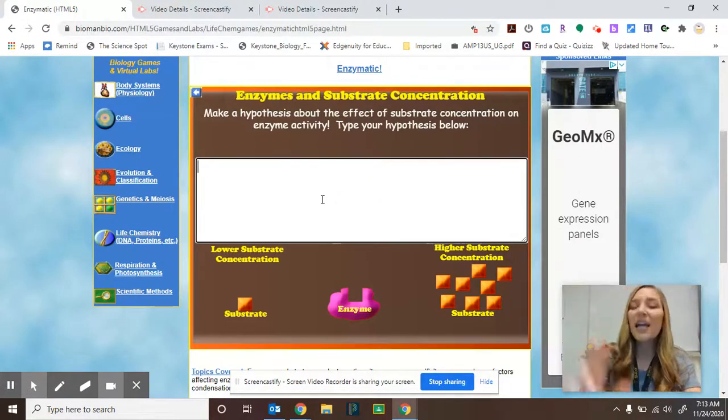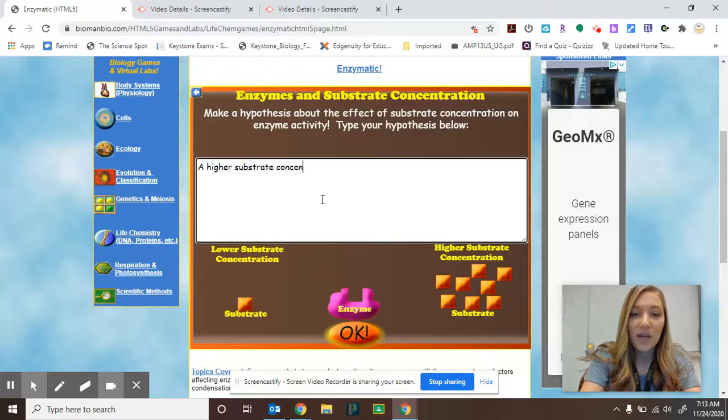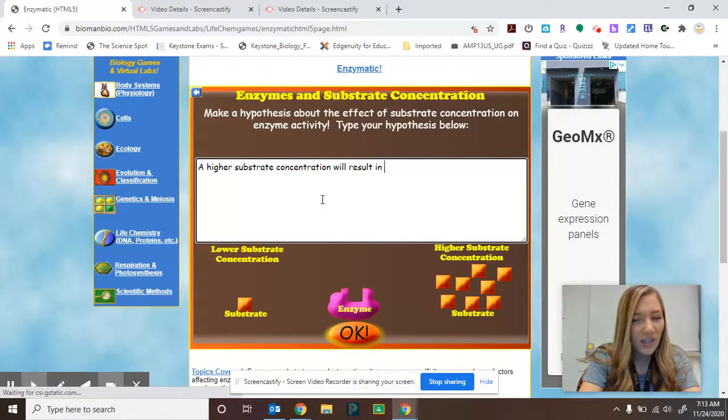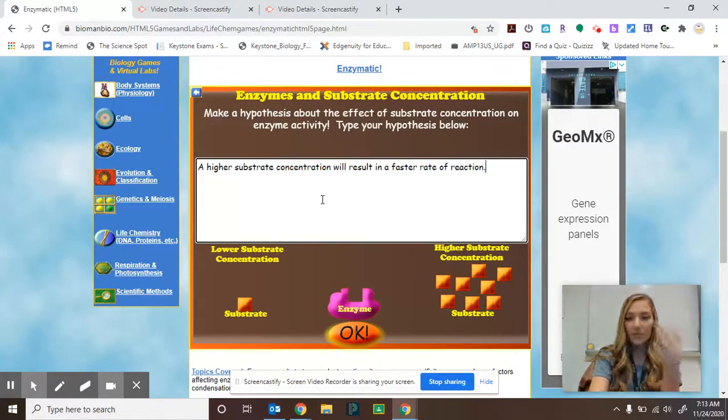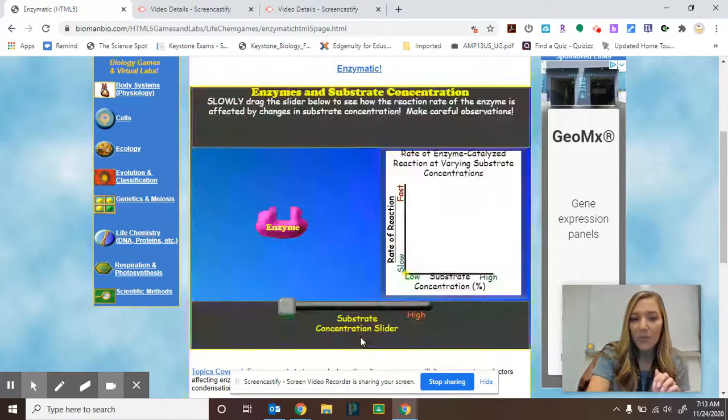So because I am a super genius, I think I can make a pretty good hypothesis here. Let's say a higher substrate concentration will result in a faster or slower rate of reaction. I'm going to go with a faster rate of reaction, because I think the more substrate you have, the faster the whole thing will go.